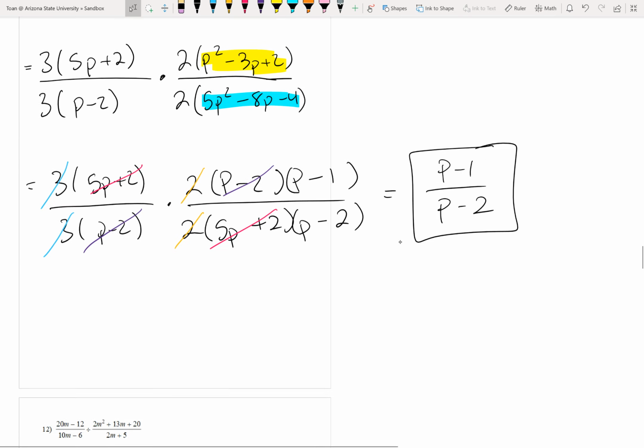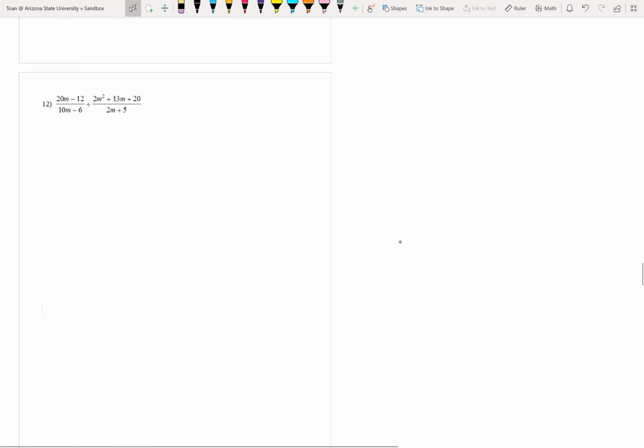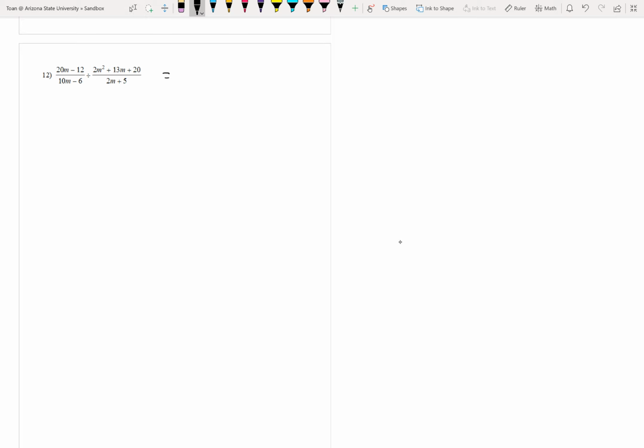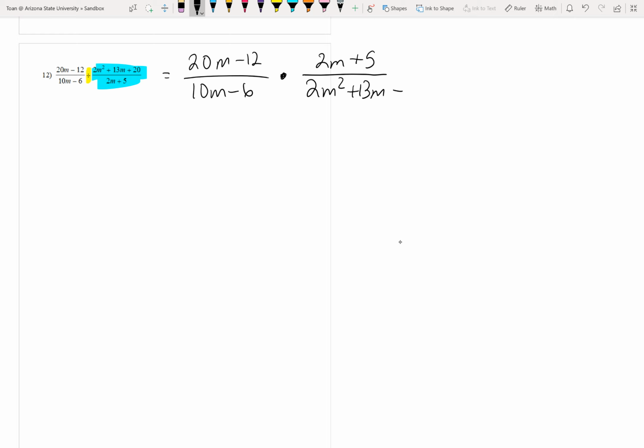But for number 12, which is a division problem, before I can factor and cancel, it needs to be a multiplication problem. Hopefully you remember from elementary school, your teacher telling you that every single time you divide, it's the same thing as changing this to a multiplication and then taking the reciprocal of the divisor. Then it becomes like number 11.